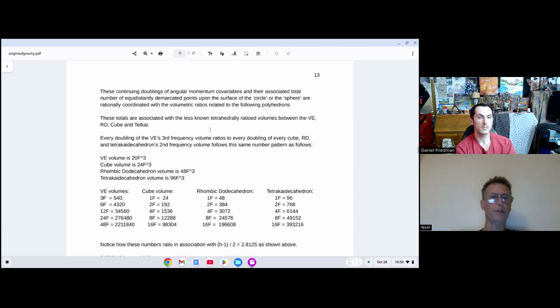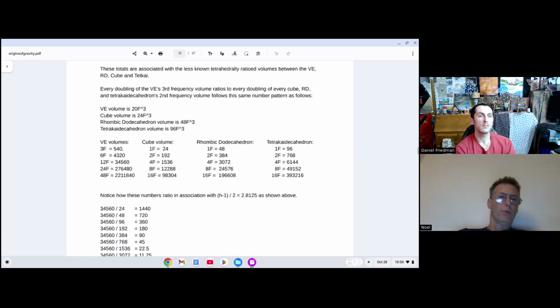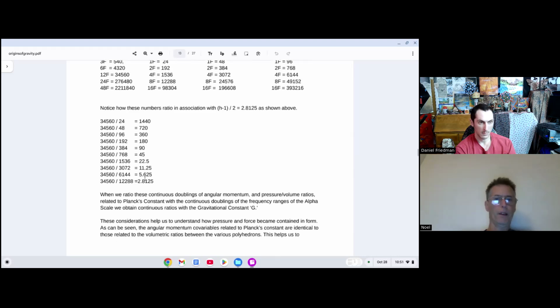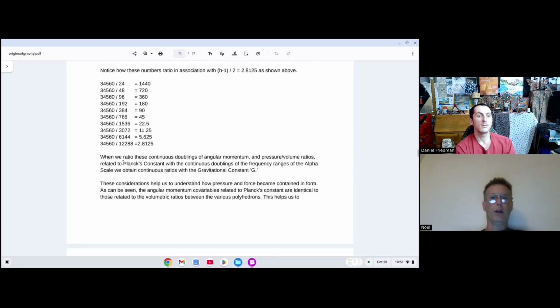So what's so cool about this synergetic stuff is now we'll notice that we have these different volume ratios for the cube, the vector equilibrium, the rhombic dodecahedron, and the tetrakaidecahedron. When we divide these in their different various ways, the numbers also become associated with 2.8125 or h minus 1 divided by 2. Notice the same number patterns. So when we ratio these continuous doublings of angular momentum and pressure volume ratios related to Planck's constant with the continuous doublings of the frequency ranges of the alpha scale, we obtain continuous ratios with the gravitational constant G.